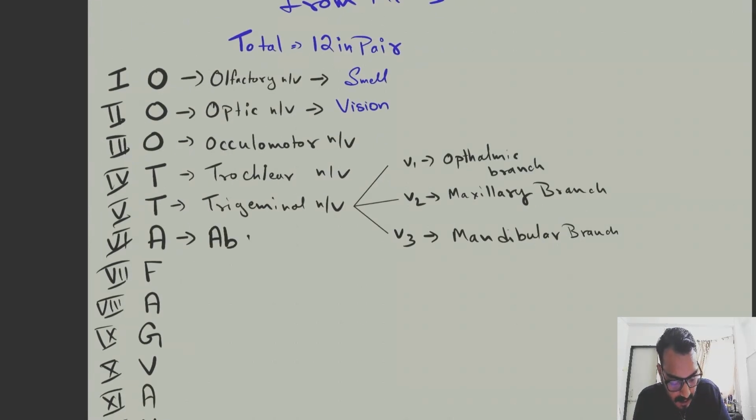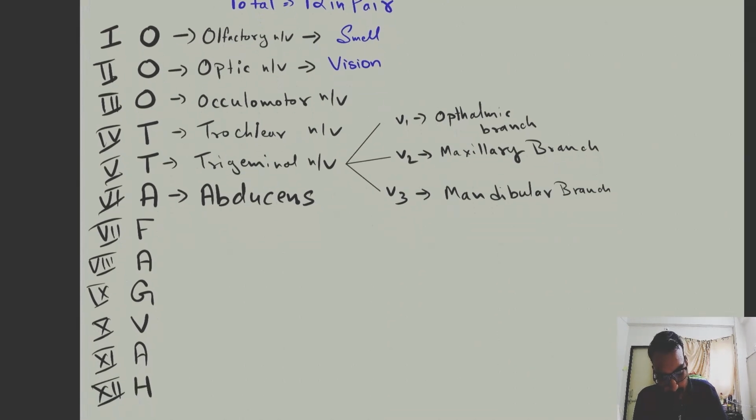Next one is what, guys? Abducens nerve. Then we have facial nerve. Which nerve we have, guys? We have facial nerve. Important facts about the facial nerve which you should know. What is that, guys? Anyone?